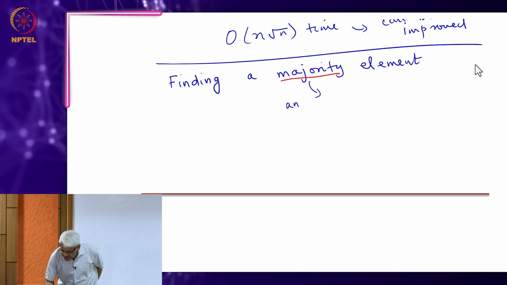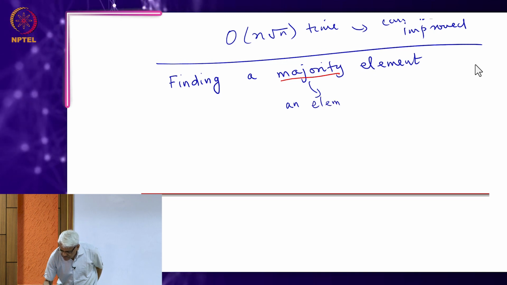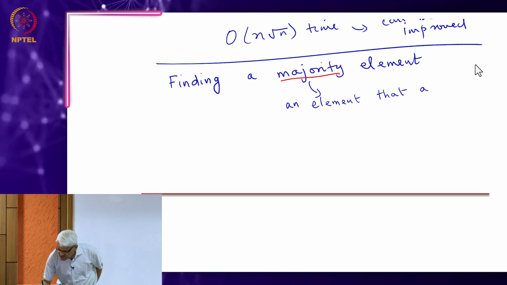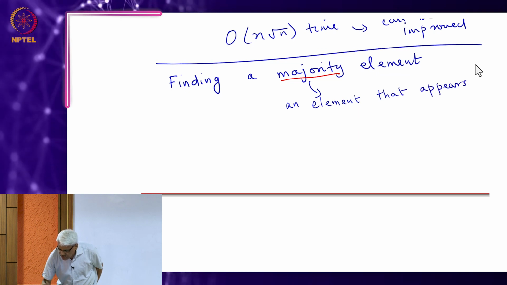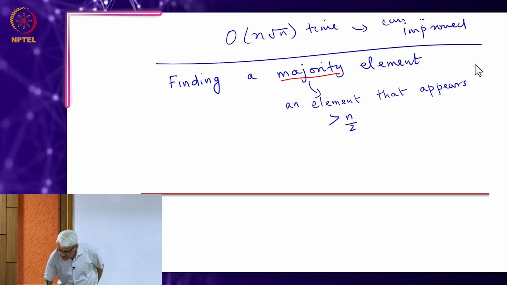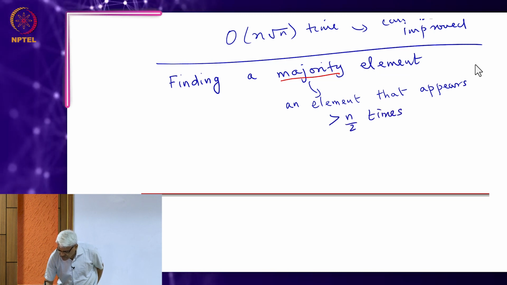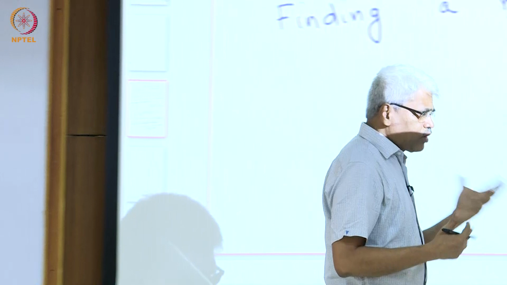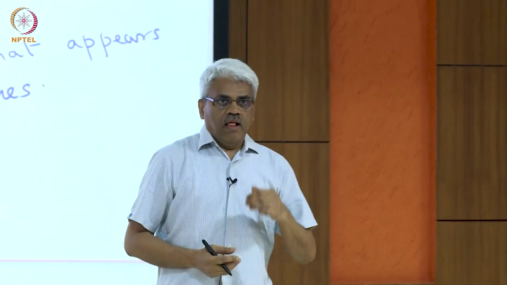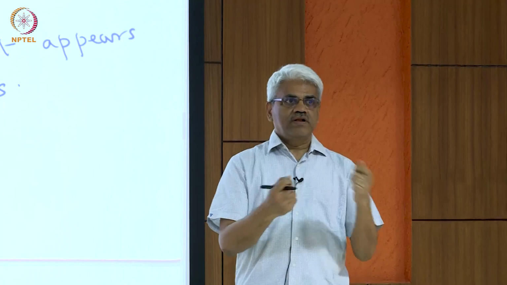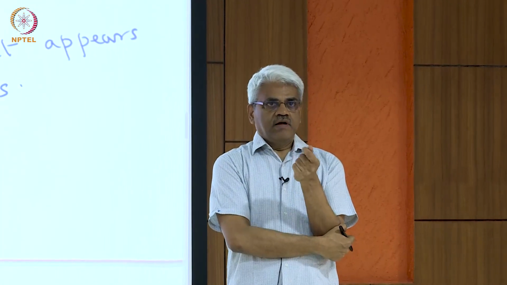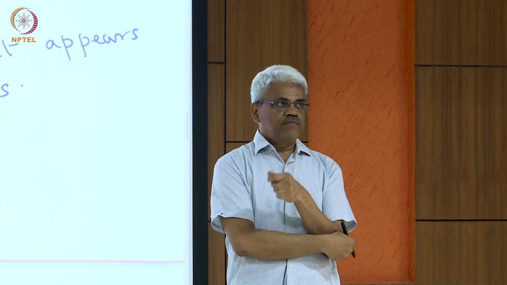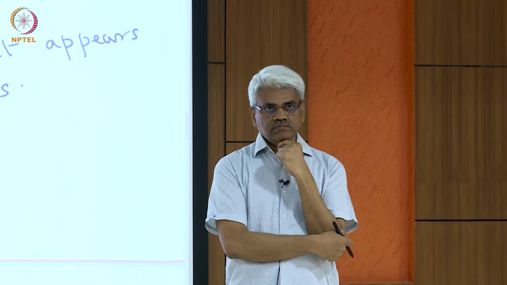So, by definition, an element that appears, so it's not distinct elements. Okay, so you have a list of n elements. Not all are distinct, elements are repeated. And I want to know whether there is some element that occurs strictly more than half the times. The frequency of the element is more than n by 2.